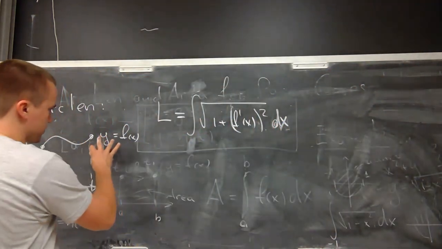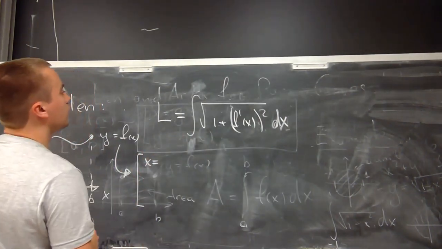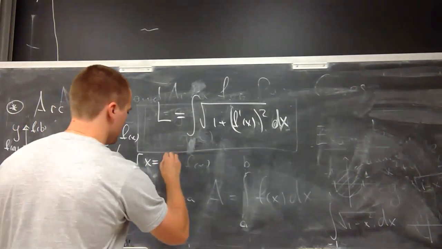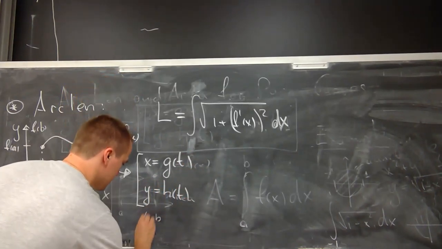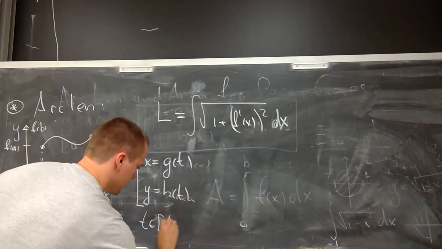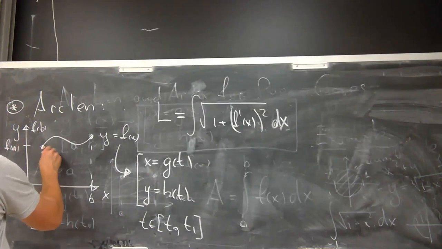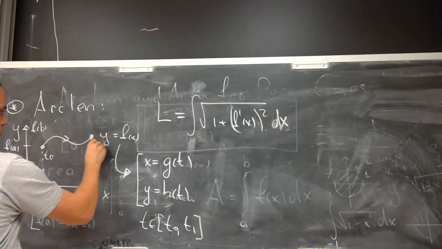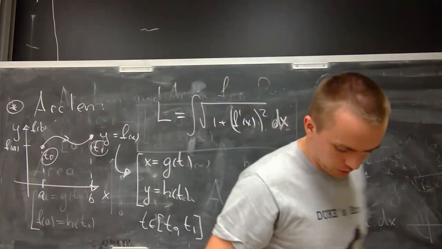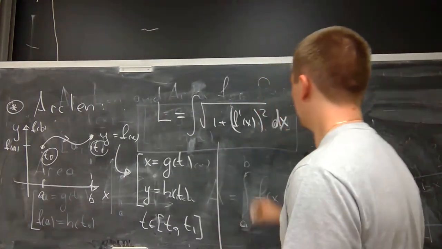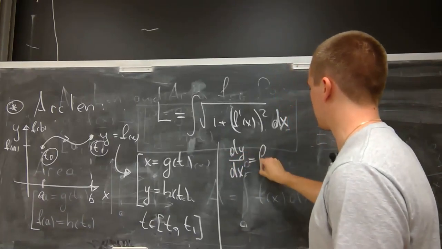So let's say for this Cartesian function, we're given some parameterization, x equals g of t and y equals h of t, where t changes from t naught to t1. So when we have t naught, we have our initial point, and when t1, we have our terminal point. Then we remember that dy over dx equals f prime of x.